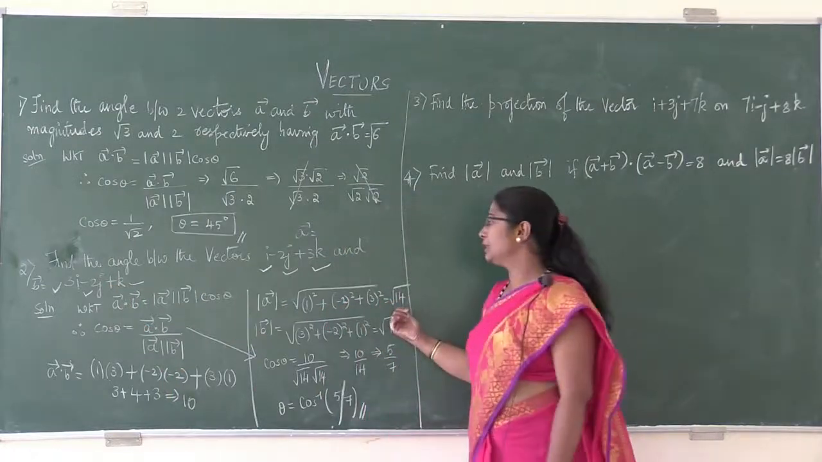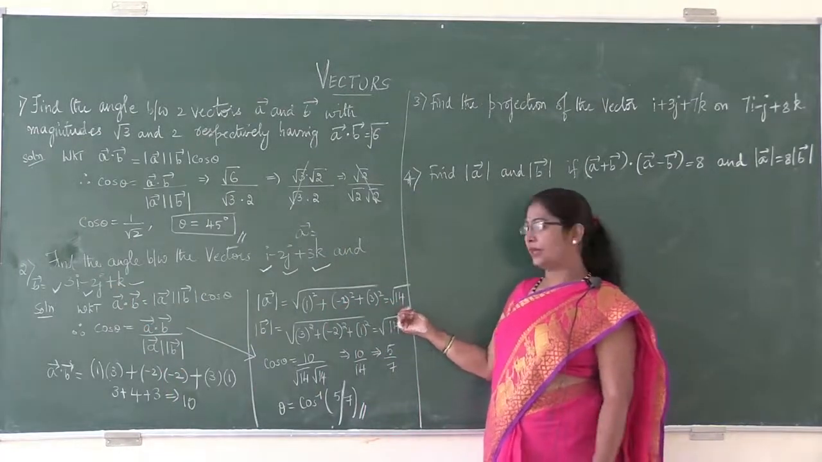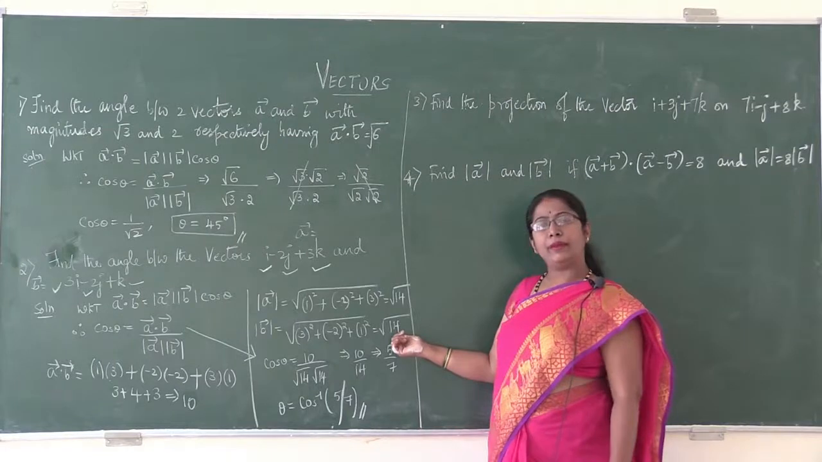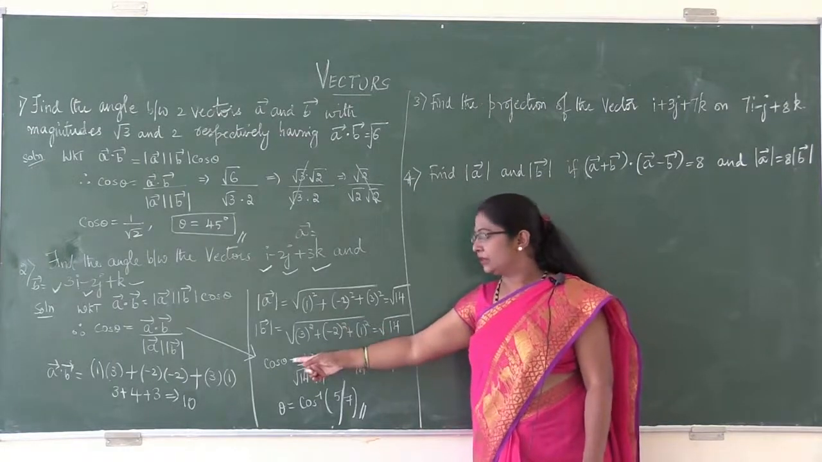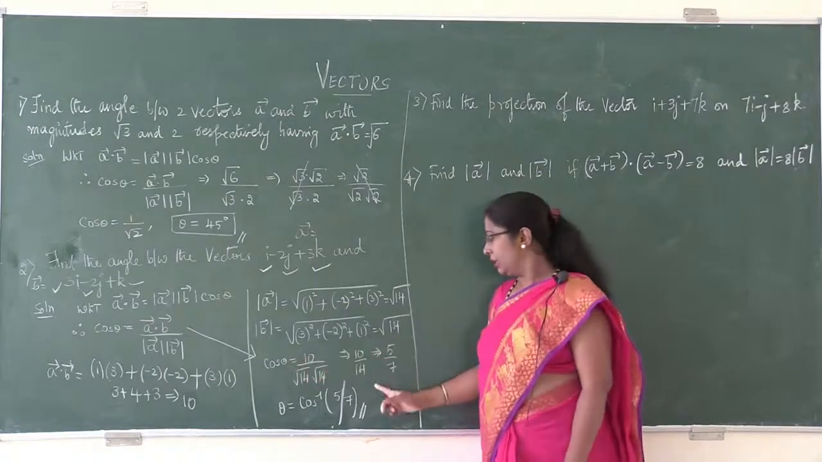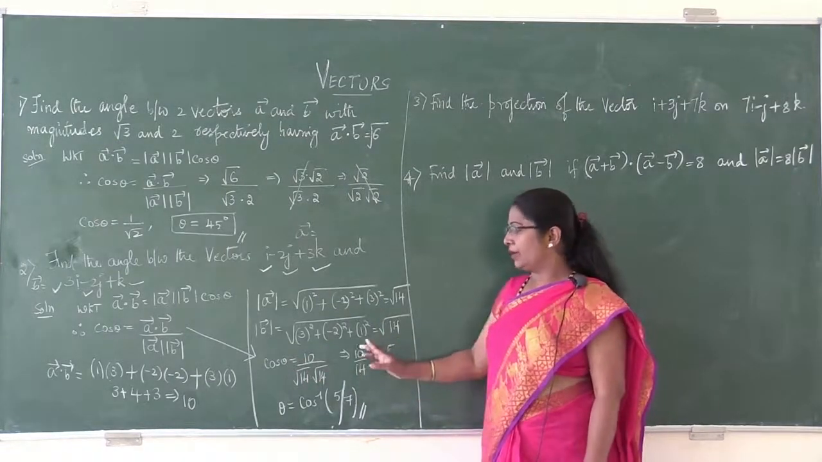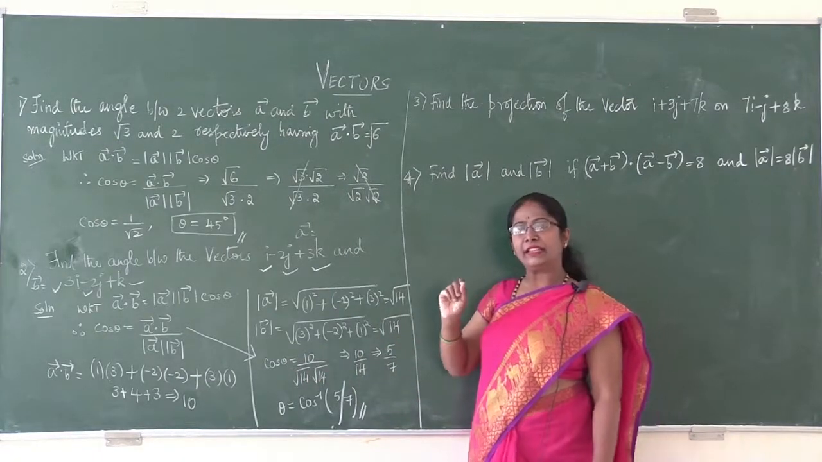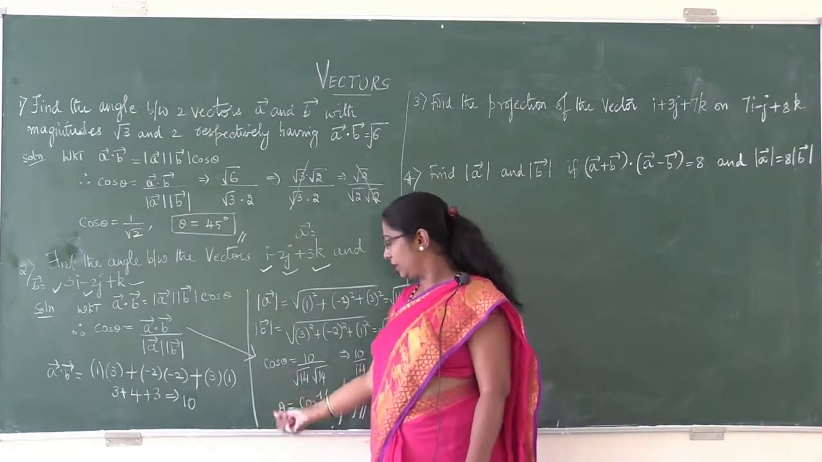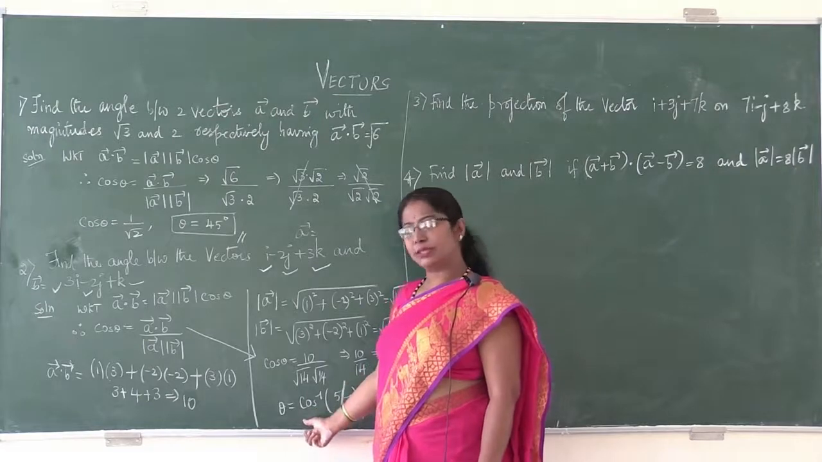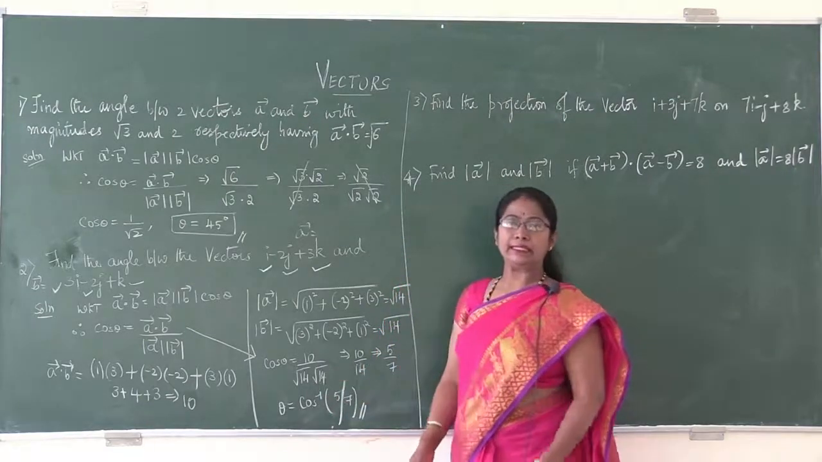The resultant answer for the magnitude of vector A is root 14. Similarly, the magnitude of vector B is root 14 again. So substituting these values in the definition of cos theta, we have 5 by 7. We are supposed to find the angle. The angle is denoted by theta, which in this problem is given by cos theta. Therefore, theta is equal to cos inverse 5 by 7.